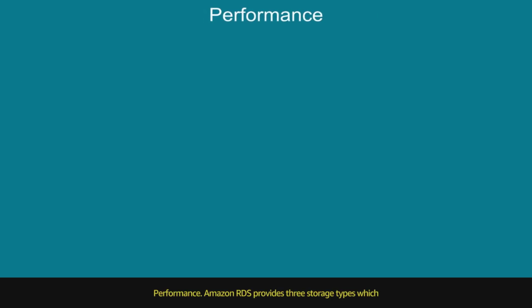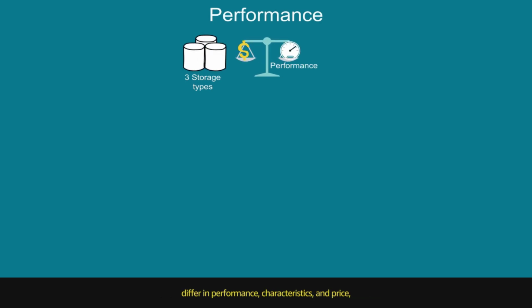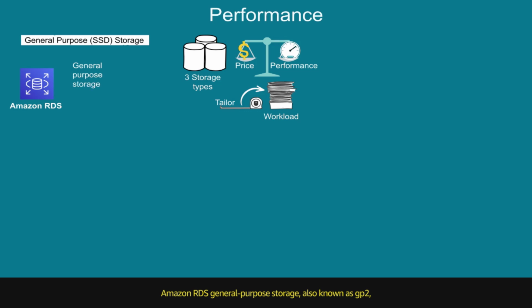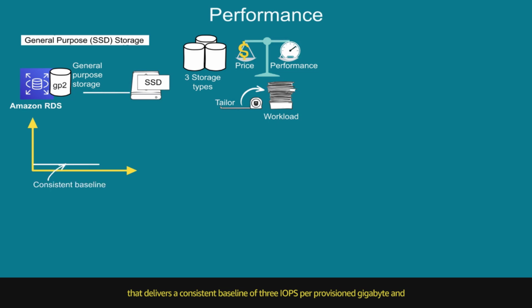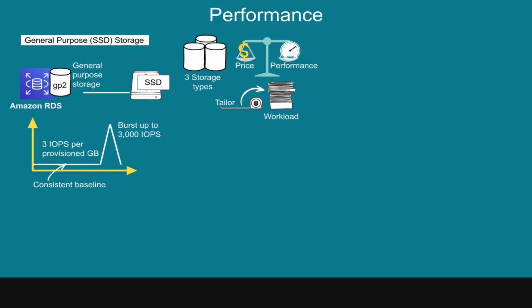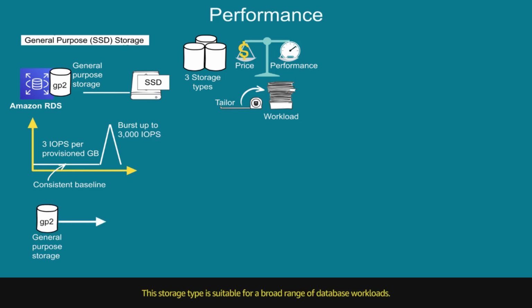Performance. Amazon RDS provides 3 storage types, which differ in performance characteristics and price, which means that you can tailor your storage performance and cost to the needs of your database workload. Amazon RDS General Purpose Storage, also known as GP2, is an SSD-backed storage option that delivers a consistent baseline of 3 IOPS per provisioned gigabyte and provides the ability to burst up to 3,000 IOPS above the baseline. This storage type is suitable for a broad range of database workloads.